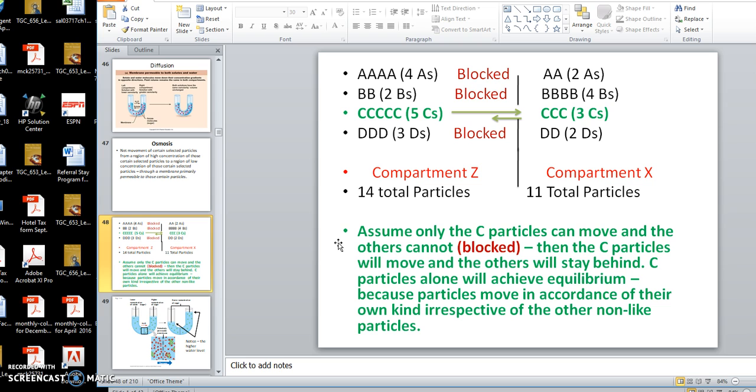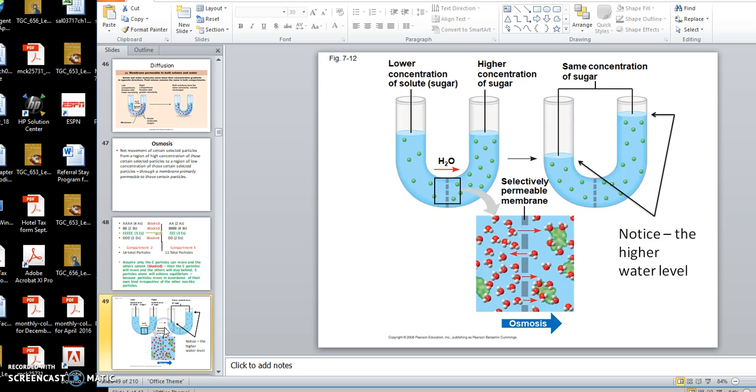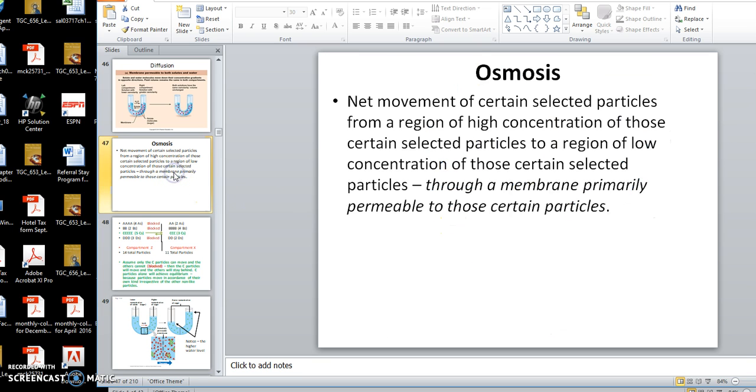All right, now, this is what I want you to understand in that situation. In this drawing right here, here is a beaker. There's a membrane selectively permeable, allowing some particles to move and not others. In this case, water can move. Let me clarify something else. In a book, generally, you will see that osmosis is the net movement of water particles from a region of high concentration to low concentration through a membrane permeable to water.